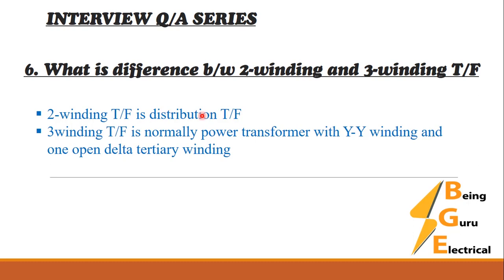But in a 3-winding transformer, what is there? A 3-winding transformer is normally an auto transformer, and the primary is in star configuration and the secondary winding is also in star configuration. So to trap the harmonics, a third winding is added, which is called a tertiary winding, and you can make it delta connected to trap the unwanted harmonics. So this is the main difference between 2-winding and 3-winding transformer. You will always see a 3-winding transformer in the substation, and it is used for the regulation of electricity.